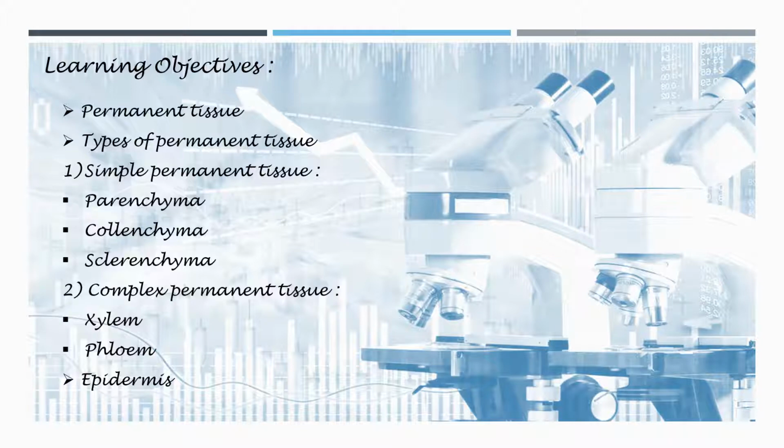Now students, before starting with the module, let us see what are the learning objectives. In today's module, you will be understanding about permanent tissue and the different types of permanent tissue. Under different types of permanent tissue, you will be learning about simple permanent tissue and complex permanent tissue. Under simple permanent tissue, you will understand parenchyma, collenchyma, and sclerenchyma. Under complex permanent tissue, you will understand xylem and phloem. And also you will understand what is epidermis.